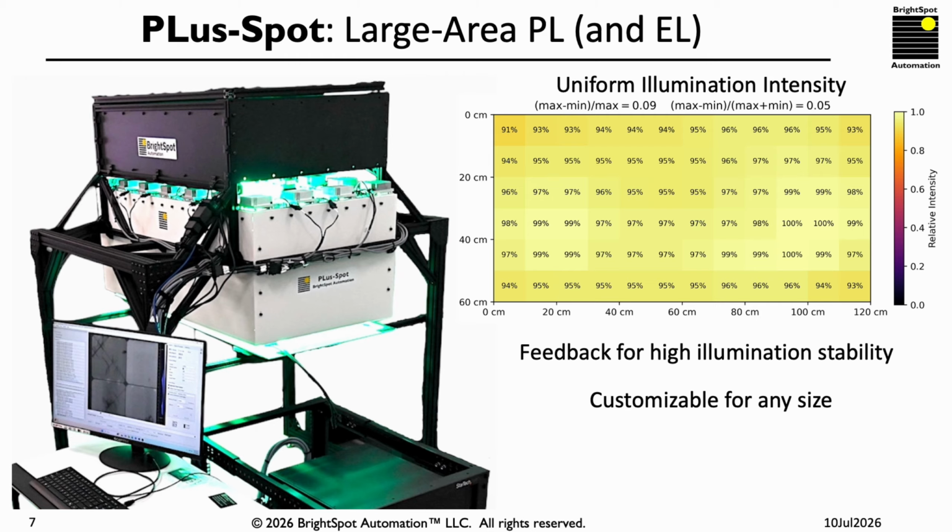This particular model can test panels up to 120 centimeters in size, and this model has been installed at a manufacturer both after the perovskite deposition step and after the electron transport layer step. It has excellent uniformity of LED intensity and is very stable intensity both during a test and from test to test due to feedback control. We can customize this tool for any desired size.